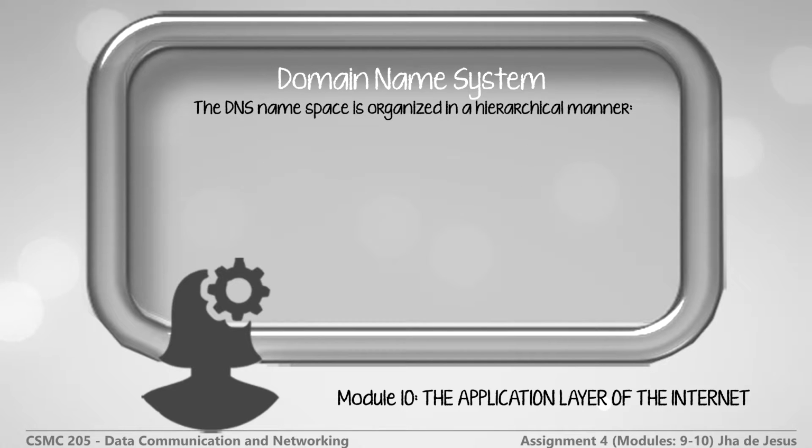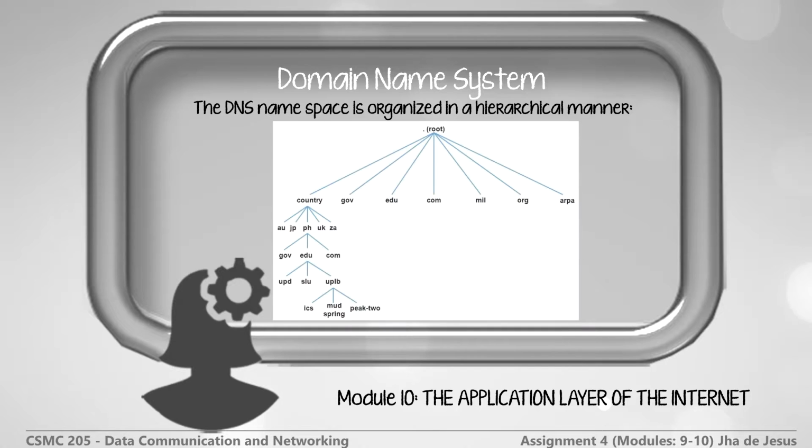Let's look at the DNS namespace that is organized in a hierarchical manner. On the top of it all is the dot, pronounced as the root. Under root, there are 2 types of top-level domains, the country and generic. Countries include the likes of PH for Philippines, JP for Japan, US for USA, CH for Switzerland, and ZA for South Africa as defined in ISO 3166. Generic domains are those with com for commercial establishments, edu for educational institutions, or org for organizations.